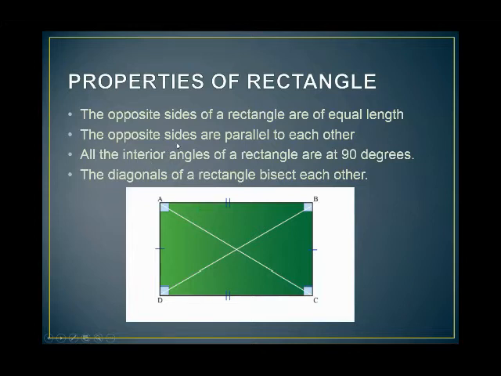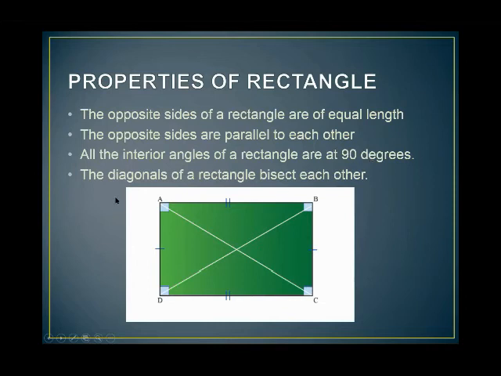The opposite sides of a rectangle are of equal length, which means they are the same in measure. The opposite sides are also parallel to each other. Parallel means the lines are at an equal distance. All the interior angles of a rectangle are 90 degrees. As a rectangle is always a straight diagram, we can say that all the interior angles of a rectangle are at 90 degrees.